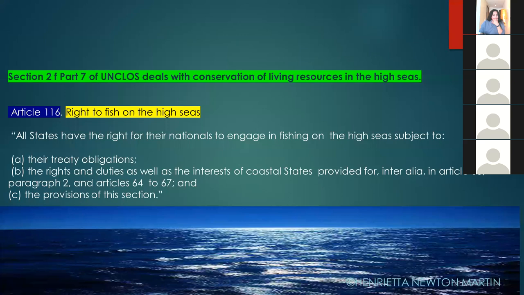I'm repeating again. Suppose there is a question or a short note: write a short note on the right to fish or the right of fishing. So you're going to mention that it comes under Article 116 of the United Nations Convention on the Law of the Sea. It comes under Section 2, Part F of the UNCLOS. You're going to mention this provision, you're going to explain it, and also you're going to make mention of Article 63, Paragraph 2, and Articles 64 to 67, that means 64, 65, 66, and 67, right? You'll have to refer to the United Nations Convention on the Law of the Sea for these particular articles.